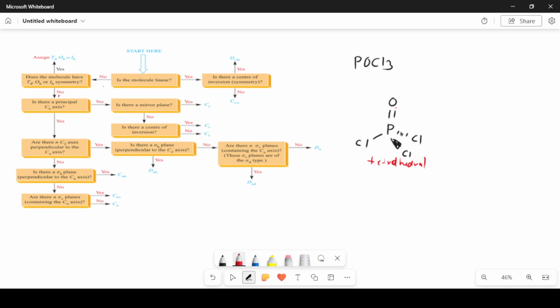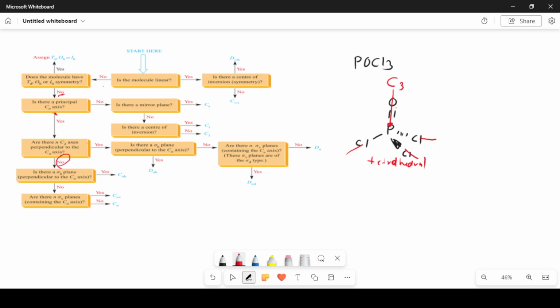So, it's a no. Is there a principal axis? Yes. Nandito yung C3 natin. Right? C3. Are there any C2 axis perpendicular to the Cn axis? Meron ba tayong C2 dito? Wala. Kasi, this one's not planar. Di naman planar yan. Iikot mo yan, they will be not identical to each other. So, it's a no.